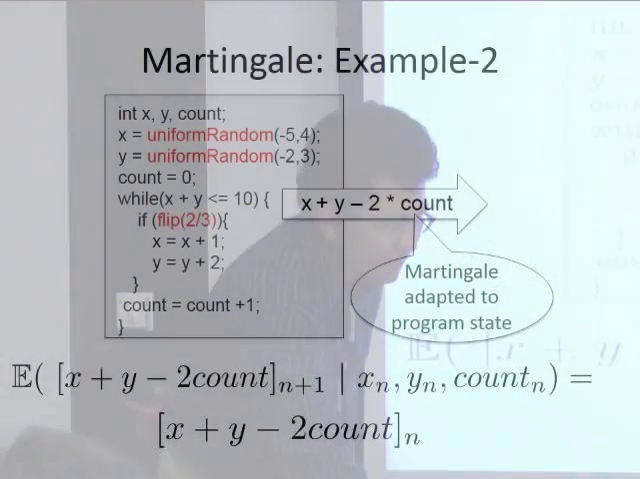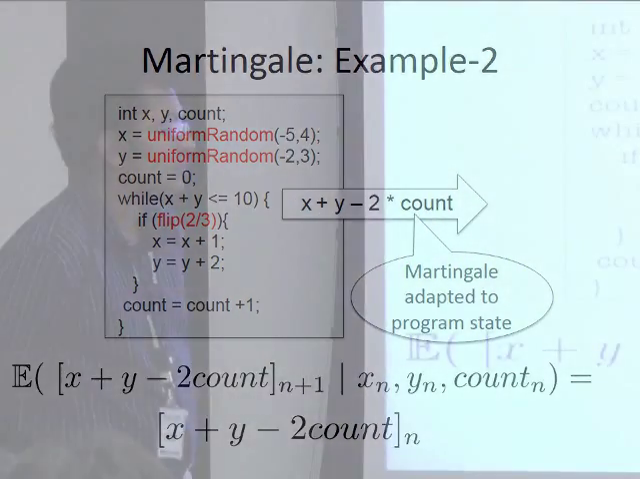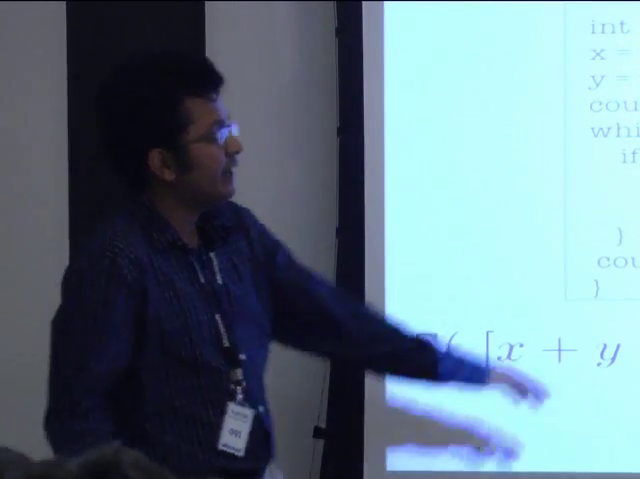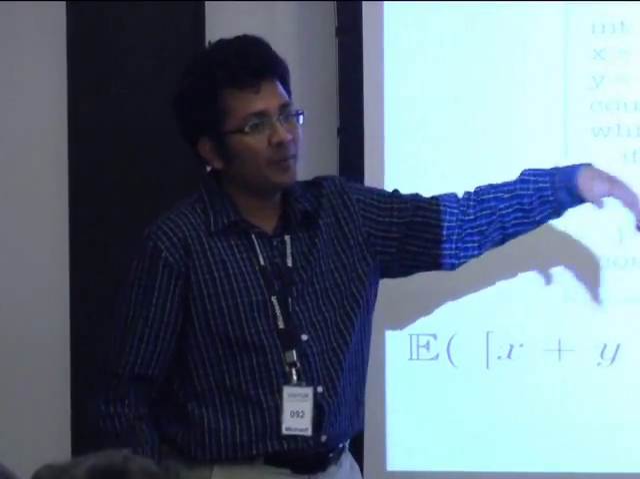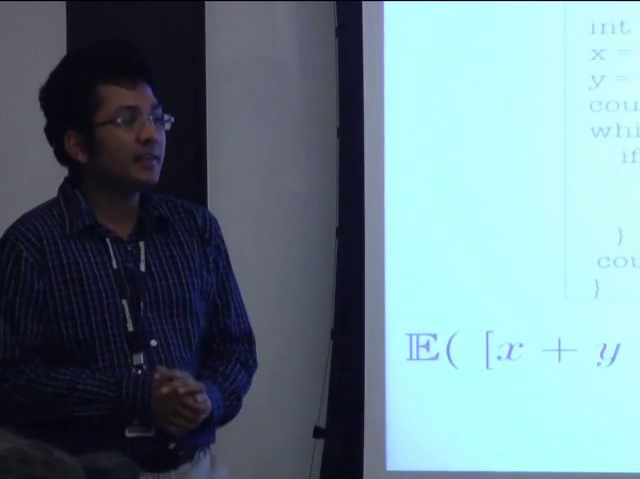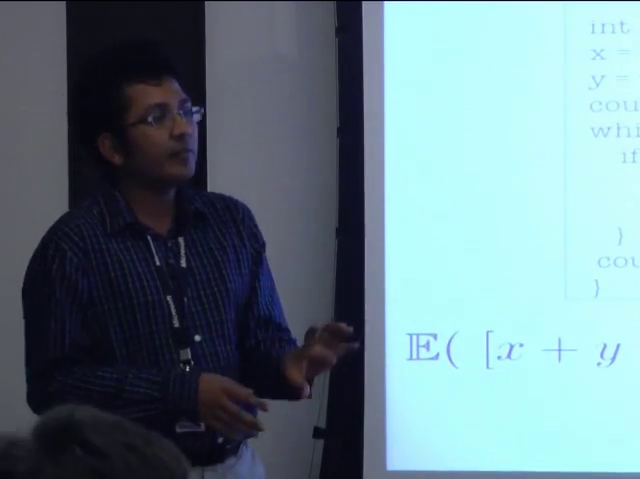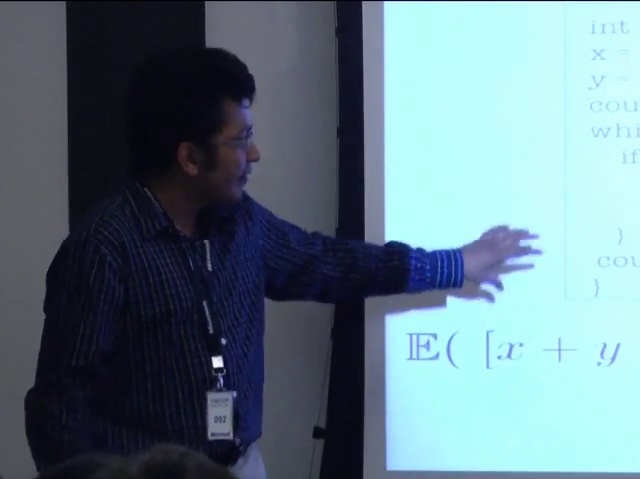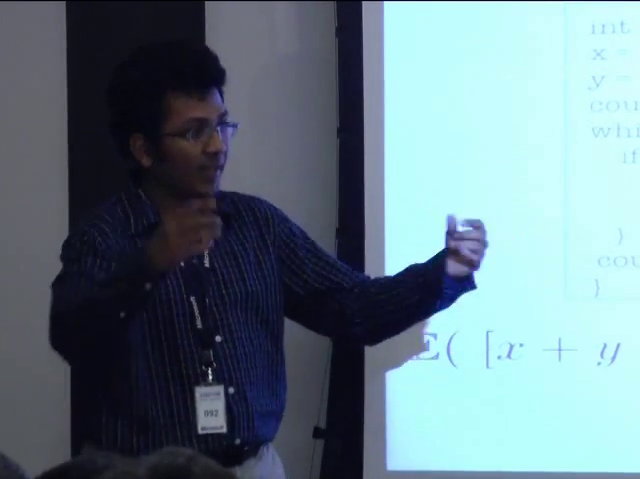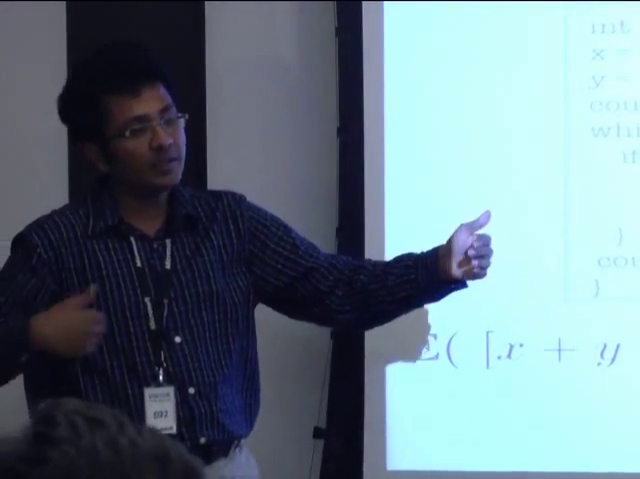So if you go back one slide. In this case, the process that you came up with here is conditioned on the state of x, y, and count only at n, not before. Oh, that. Because I don't need it. But is that going to be the general structure of the martingales you come up with? Not necessarily. So it doesn't have to be Markovian. That's what you're asking. All it says is the expectation is the value at time n, but the distribution may depend on everything that happened in the past. So it doesn't have to be Markovian.